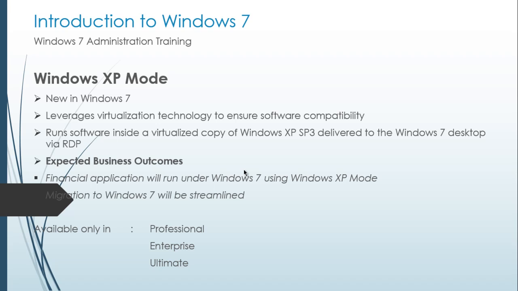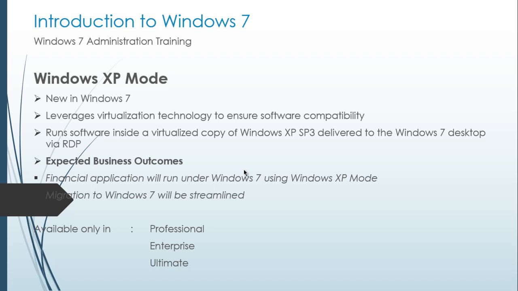Windows XP mode. This is totally new in Windows 7. Microsoft has brought in virtualization technology, leveraging it to ensure software compatibility. Some software is specifically designed to work in Windows XP, and you may have Windows 7 as your operating system, but if you want to work on software that is only compatible with Windows XP, you can use Windows XP mode in Windows 7 and work on your files that are compatible only with XP mode.